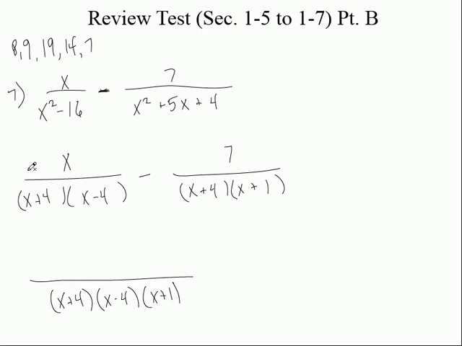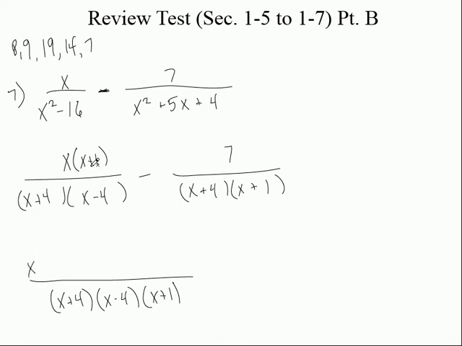That's our common denominator. So what do we ask ourselves? How do we get from this to this whole denominator right here? So I already have an x plus 4. I don't have to do anything with that. I already got an x minus 4. What else is missing? X plus 1. So I got to multiply this by an x plus 1. You with me? All right, so let's do that.